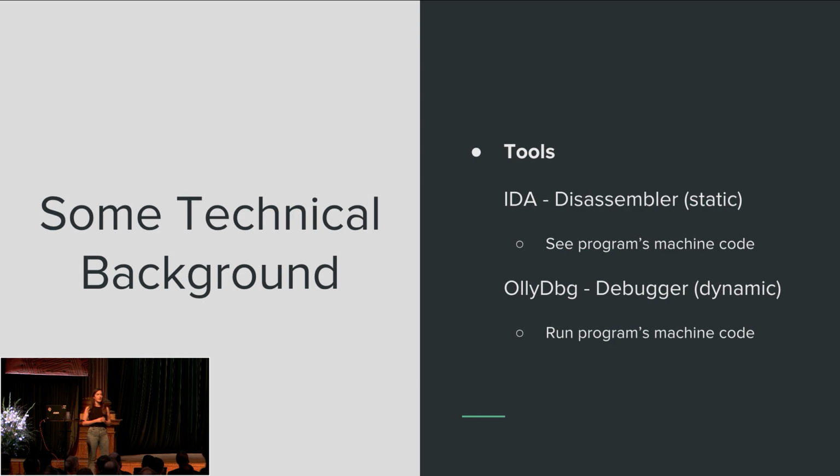And the second tool that I'm going to use is called OllyDebug. It's a debugger. And this one actually does run the program in memory. So it lets us put breakpoints on the instructions and run the program until it hits certain breakpoints. And it lets us observe the system state at any given moment: the register values, the stack, the memory, everything.